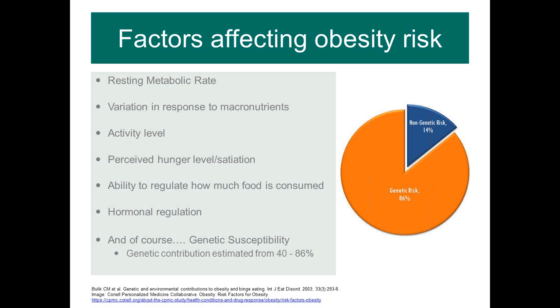But of course, we have genetic susceptibility. Depending upon ethnicity, the genetic contribution to obesity can range anywhere from 40 to 86%. This large contribution to obesity risk in many cases is not being tested for and is not being counseled to our patients. So through testing with the Kashi Health Panel, you can get a better understanding of what your patient's genetic risk is and then counsel them to better structure their diet plans.